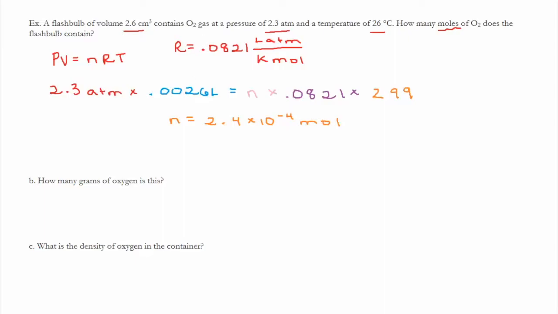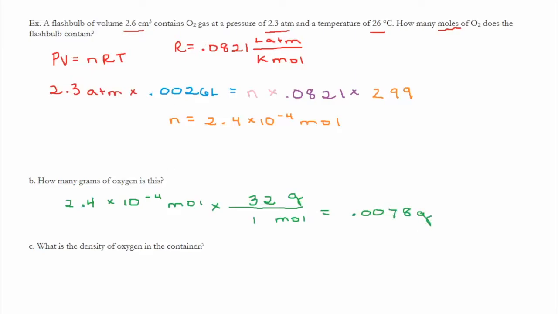The next part of this problem asks how many grams of oxygen this is. Well, I know how many moles I have. I have 2.4 times 10 to the negative 4th moles. And so I need to convert that into grams. So I'm going to put the moles on bottom, grams up top. This is molar mass. Since I have O2, the molar mass of O2 is going to be about 32 for every 1 mole. And so when you multiply this, what you should end up getting for the mass is 0.0078 grams.